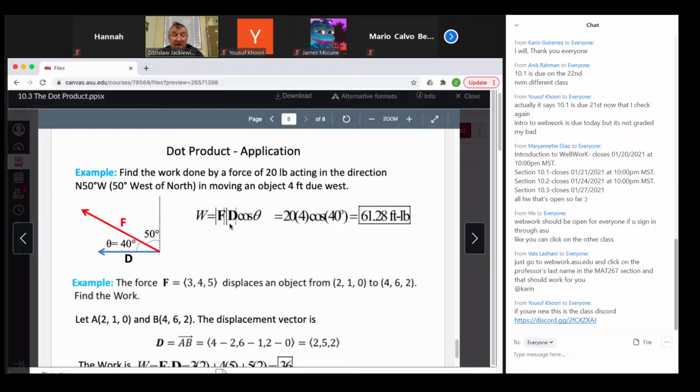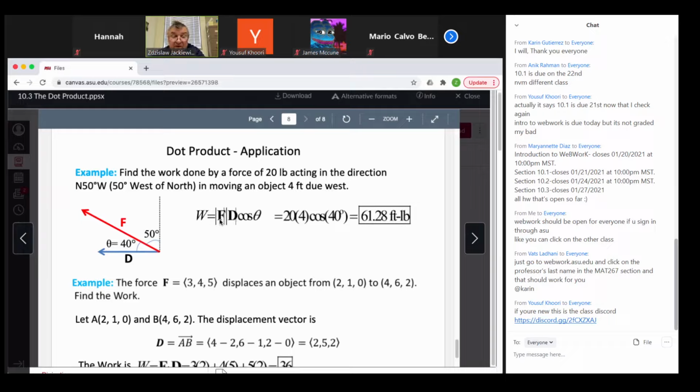Well, in this case, we need to use this formula. Of course, we need to use this formula because that's a dot product, but we don't have components of F, we don't have components of D. So, well, you could put here a coordinate system and maybe figure this out. But in this case, it's easier to use this formula.